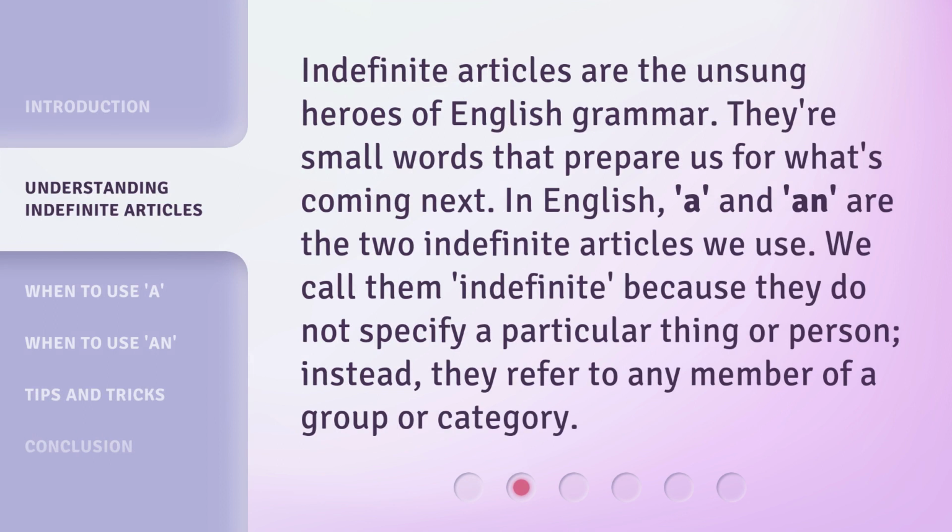Indefinite articles are the unsung heroes of English grammar. They're small words that prepare us for what's coming next. In English, A and N are the two indefinite articles we use. We call them indefinite because they do not specify a particular thing or person. Instead, they refer to any member of a group or category.